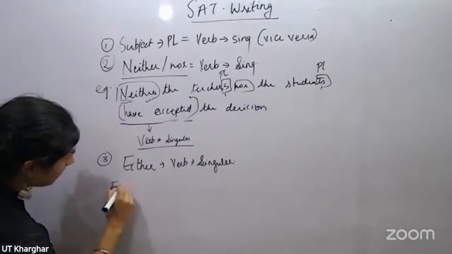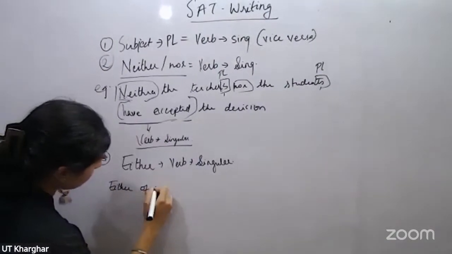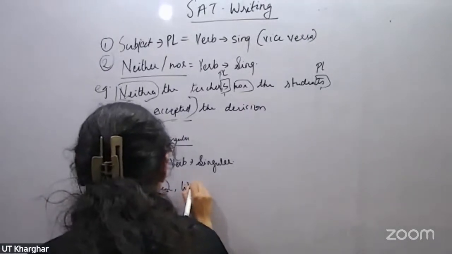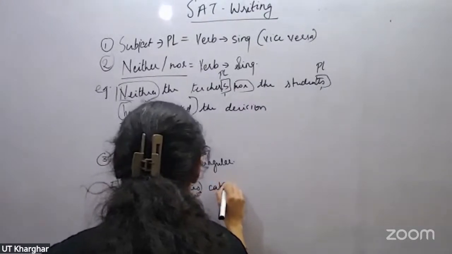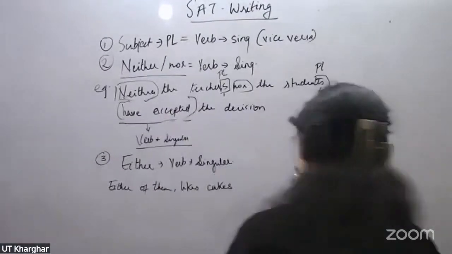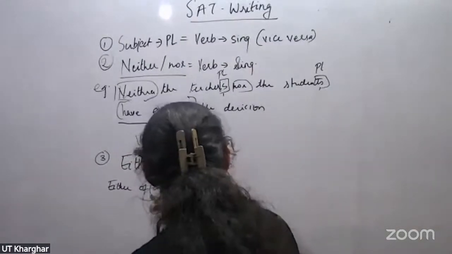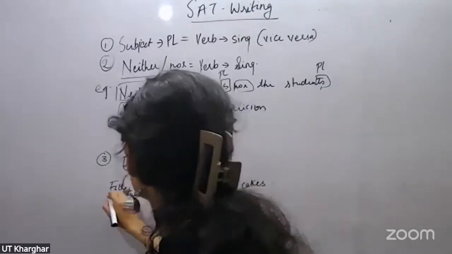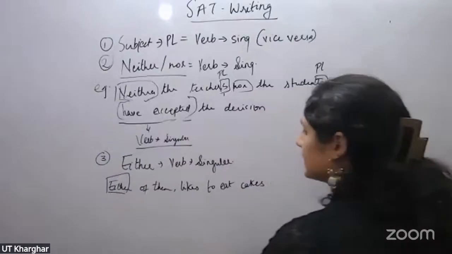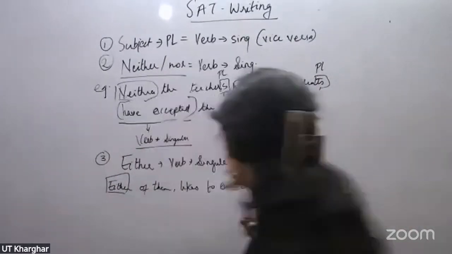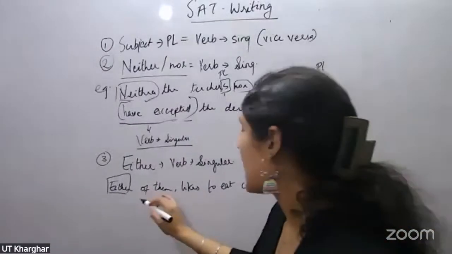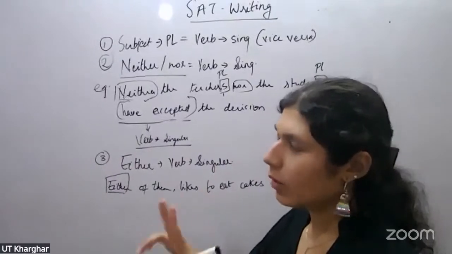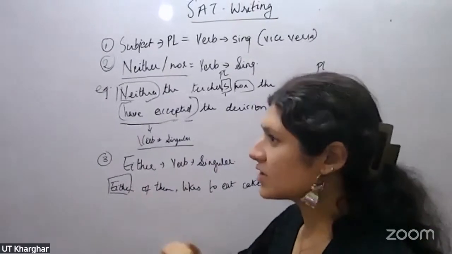So, example, either of them likes to eat cakes. Okay, so here we have the word either. Either of them. Either of them likes to eat cake. So whenever we are talking about either of them, what happens? We are talking about one among the two or one among many. But our focus is just on one.